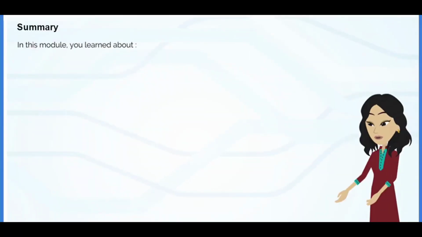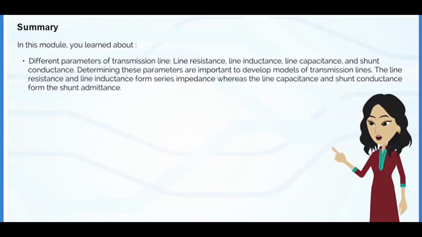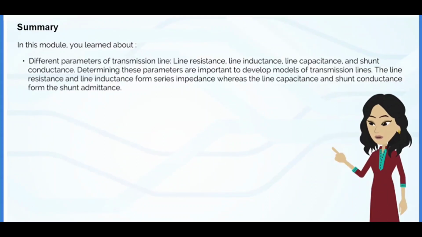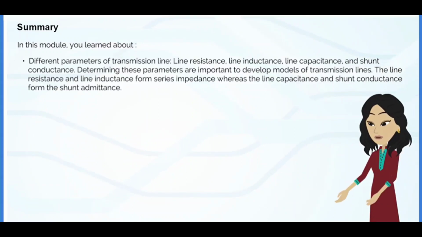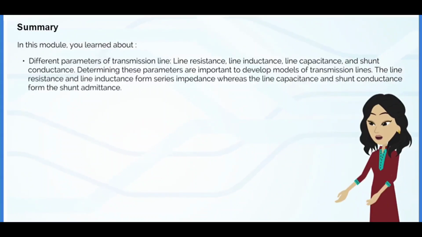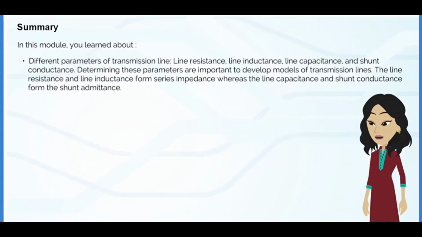In this module, you learned about different parameters of transmission line: line resistance, line inductance, line capacitance, and shunt conductance. Determining these parameters is important to develop models of transmission lines. The line resistance and line inductance form series impedance, whereas the line capacitance and shunt conductance form the shunt admittance.